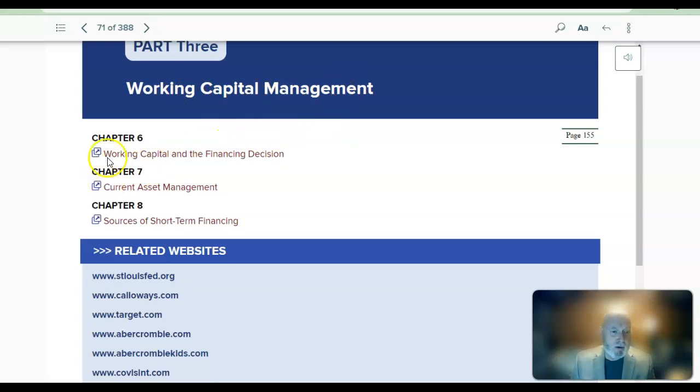So working capital management is the general category of what we're going to cover in part 3 of the text, and we'll talk about asset management and short-term financing next week. So that's coming up. All right, so here's the thing. Go through it, do the homework.